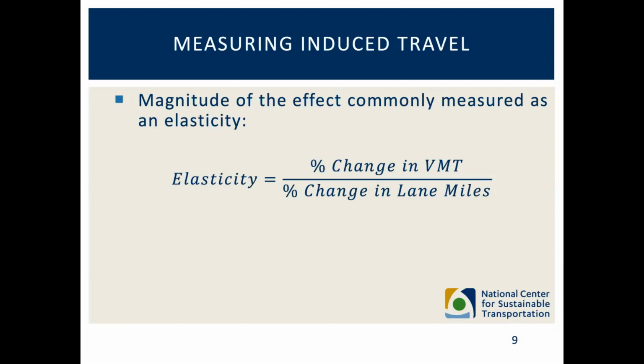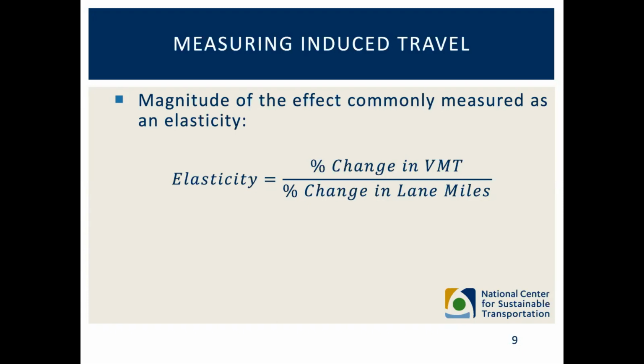An elasticity of 1.0, for example, indicates that a given percent increase in lane miles will cause the same percent increase in VMT. And when VMT increases by the same proportion as roadway capacity, it means congestion levels will remain the same. Indeed, they may even worsen on streets around the expanded facility, since those streets must carry the increased auto traffic to and from the expanded facility.